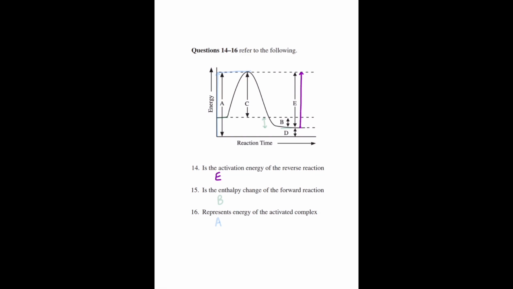Next, we want to know the enthalpy change of the forward reaction. So going from the starting point of the forward reaction to the end point, we see that this energy difference is marked as B. Finally, we're asked what is representing the energy of the activated complex. So the activated complex I've marked in blue, or that is the height of the energy complex. So going from 0 up to the total energy, we see that that is marked by A.